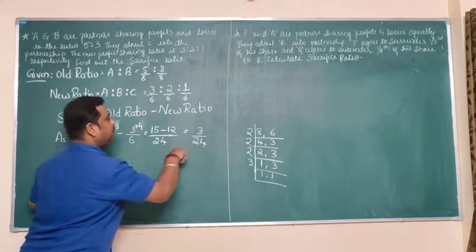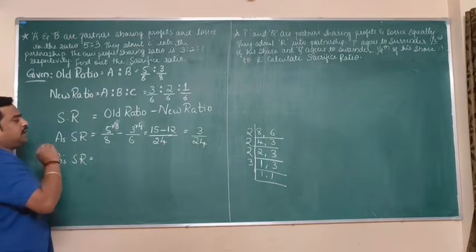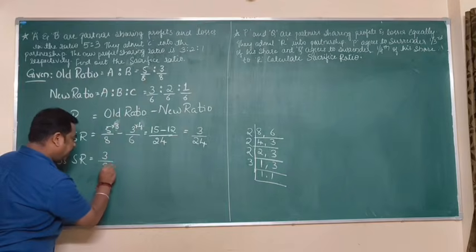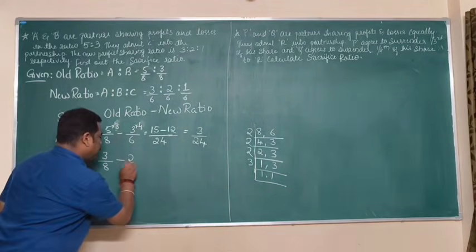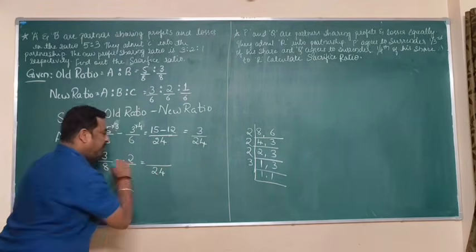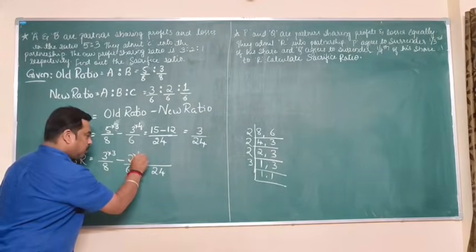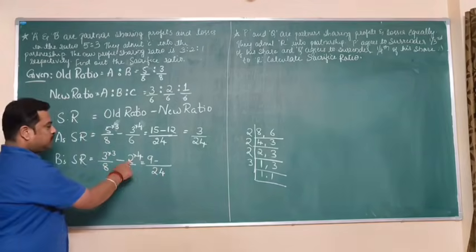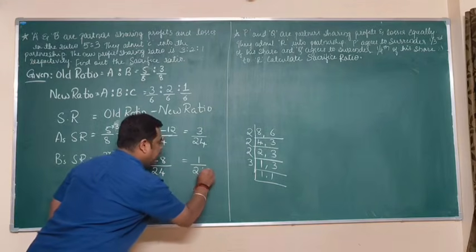3 by 24. Similarly, B's sacrifice ratio. What is the old ratio of B? 3 by 8 minus, what is the new ratio of B? It is 2 by 6. So once again, 8 and 6, common LCM is 24. 8 3s are 24, 6 4s are 24. 3 3s are 9 minus 2 4s are 8. 9 minus 8, it is 1 by 24.